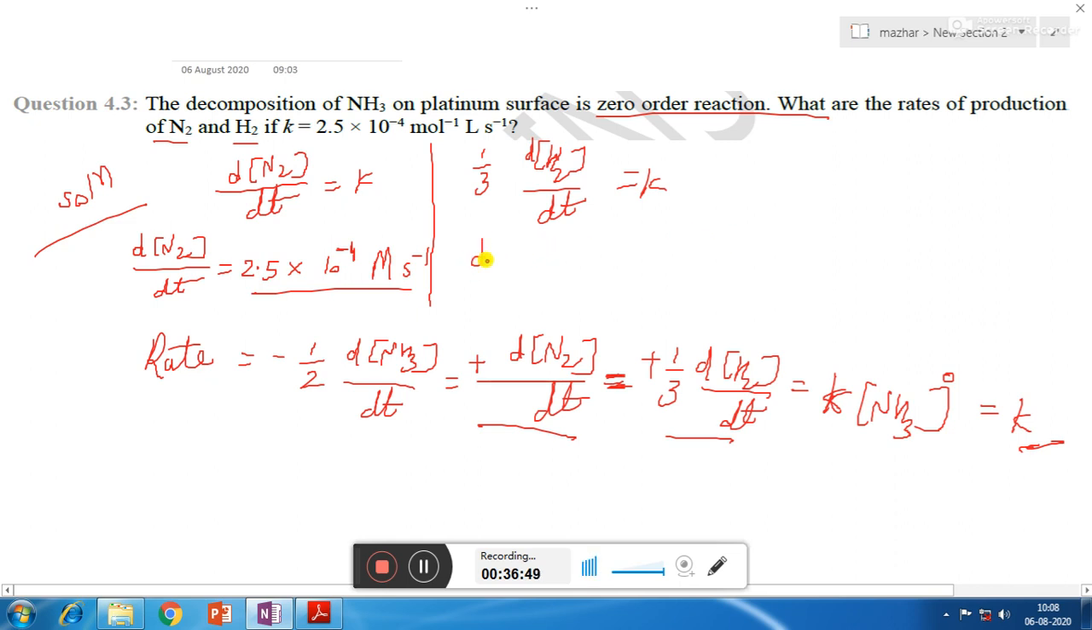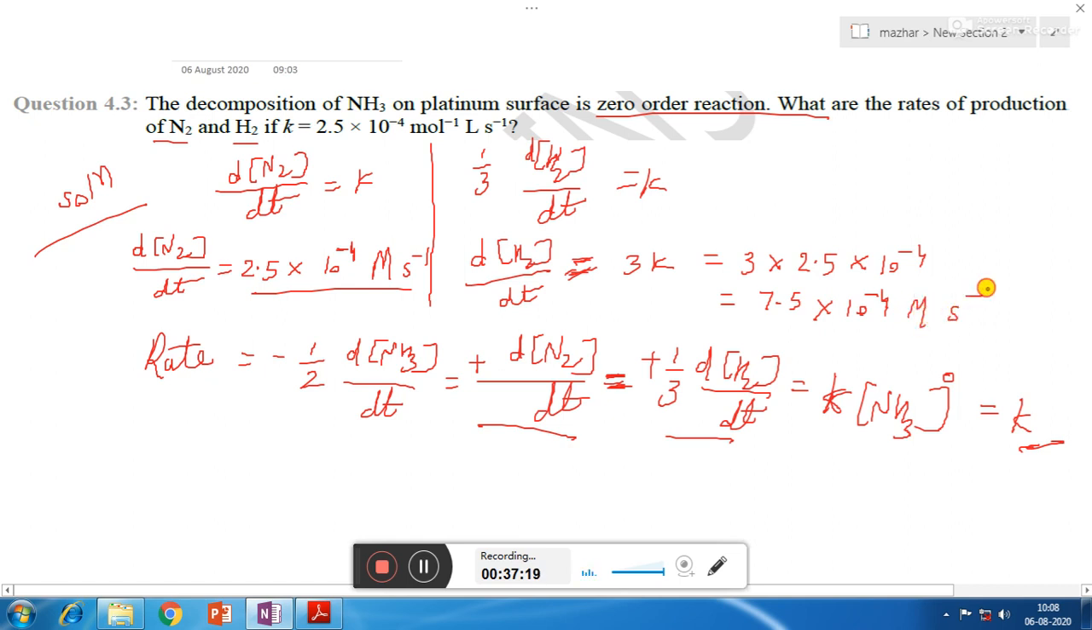Now here we have to find dH2 by dt. So the 3 of the denominator gets multiplied with K, so that is equal to 3K. That is equal to 3 into 2.5 into 10 raised to minus 4. 2.5 into 3 is 7.5. So our second answer is 7.5 into 10 raised to minus 4, and the unit of dH2 by dt is molar per second. So this is our second answer.